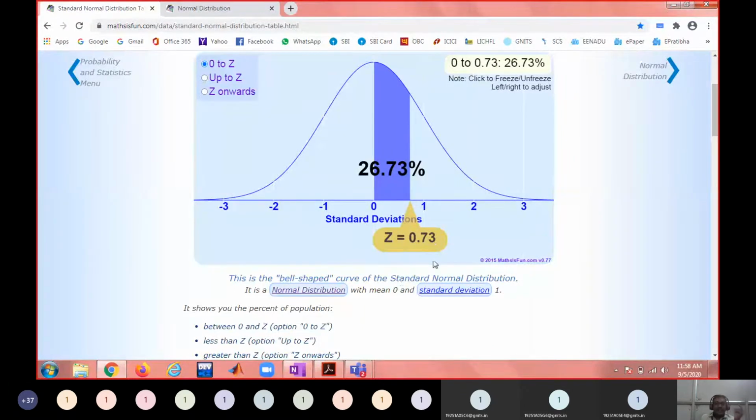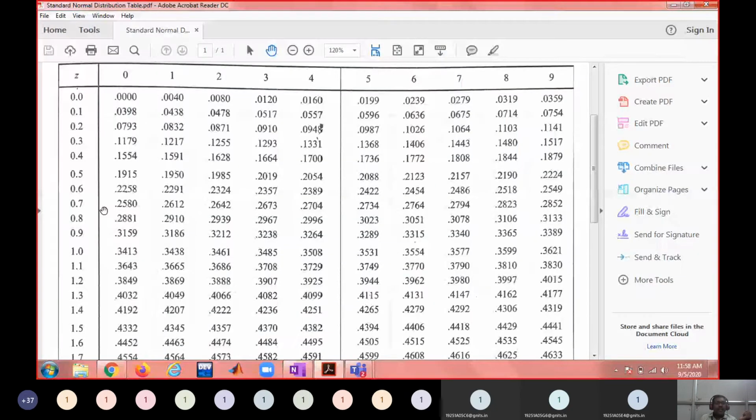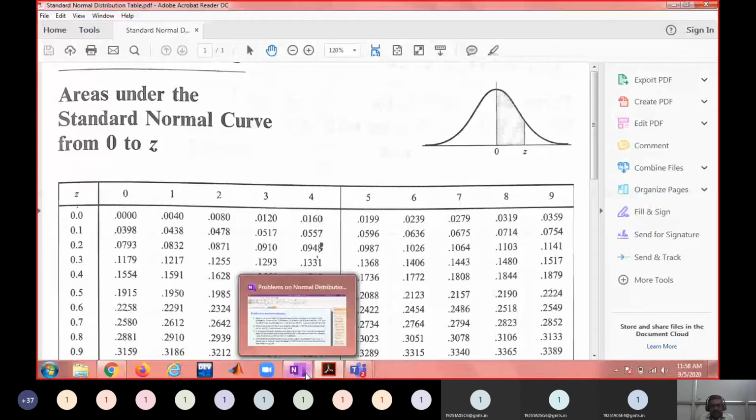There are two kinds of problems here. When the z value is given, by looking at the distribution table, you can find the area between 0 and z. Or if the area is given, you can find the corresponding z. Sometimes z may not be given and the probability may be given. So vice versa, this table is useful both ways. Based on this, we'll do some problems now so that you have good practice in finding areas.